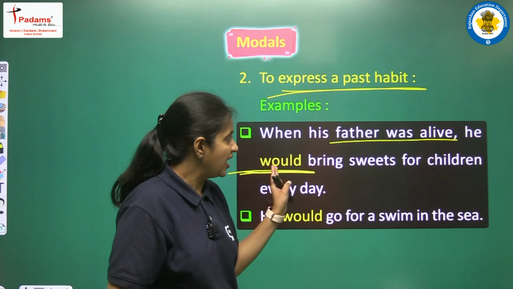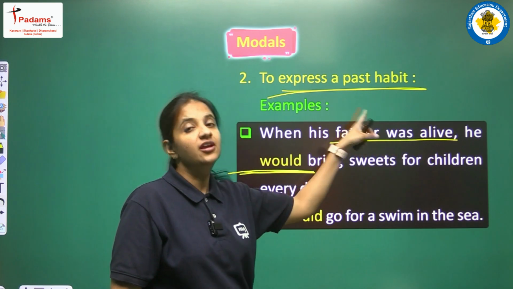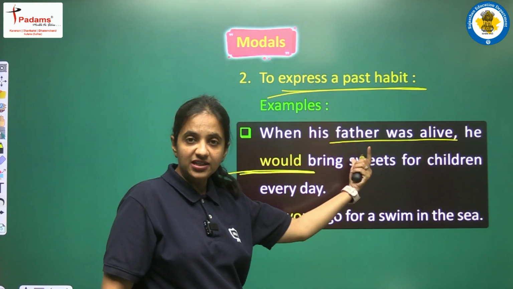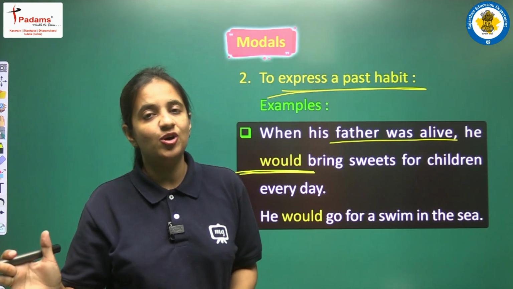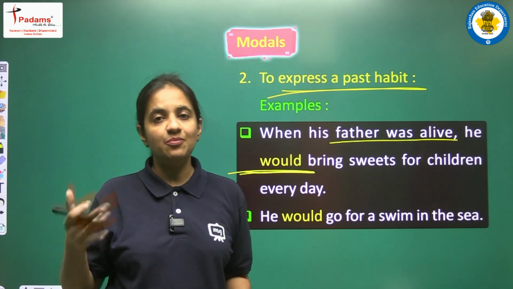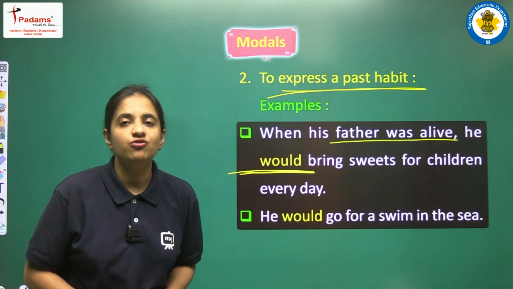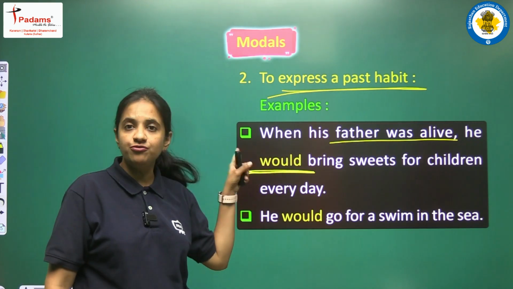So this is past habit. This is clear here, because we are talking about someone's father who is not now. We are talking about the time when he was alive. This is obviously past time, and we are showing one of his past habits with the help of would.